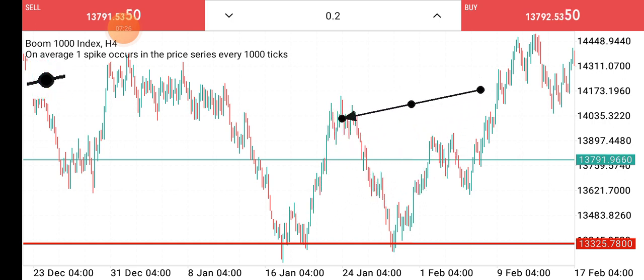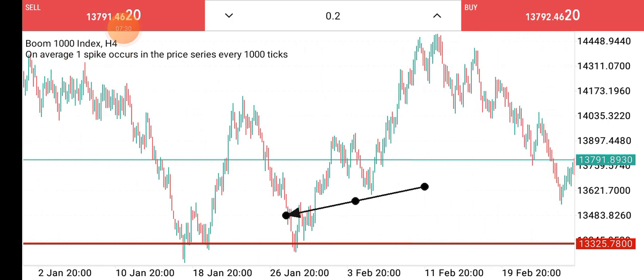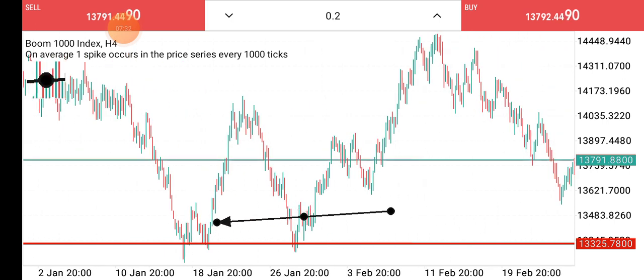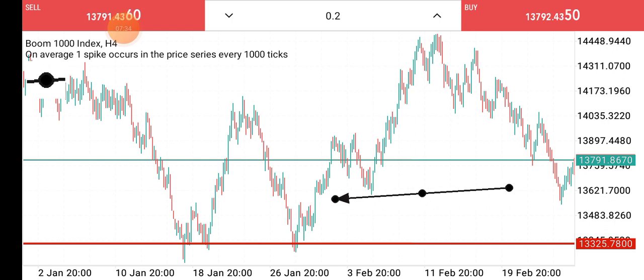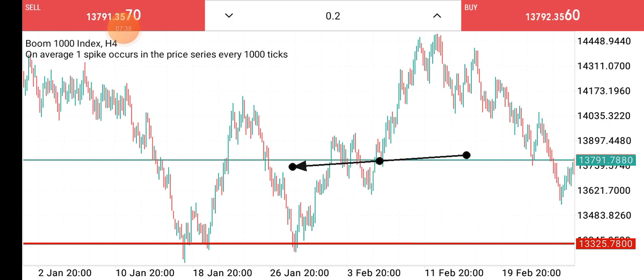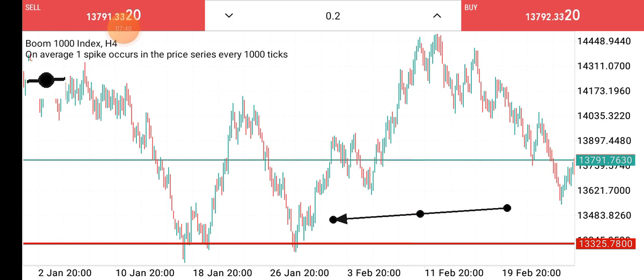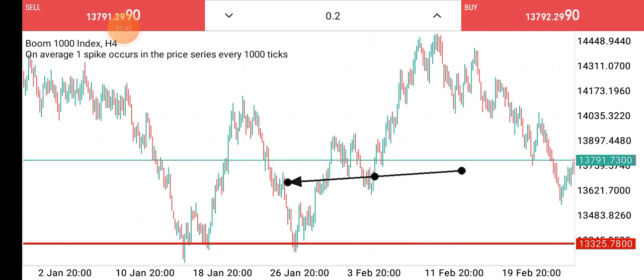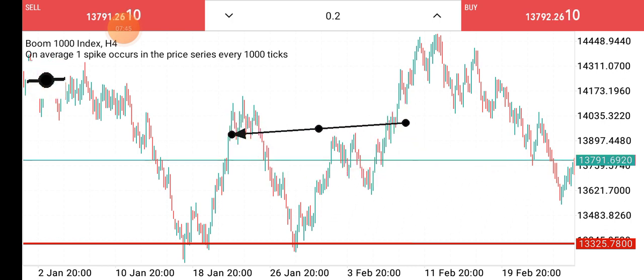So all you need is to find this kind of patterns on key levels in the market. You need to find these patterns on breakouts. Just look for this kind of patterns, like even the head and shoulders pattern. Let's see if we find one here. This looks like a head and shoulders pattern.